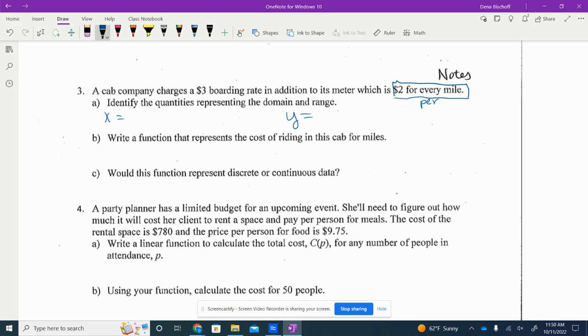X is talking about the number of, the more of this we drive, the more expensive our trip is. X is talking about the number of miles. X is the number of miles. Y is the total cost of the cab ride.